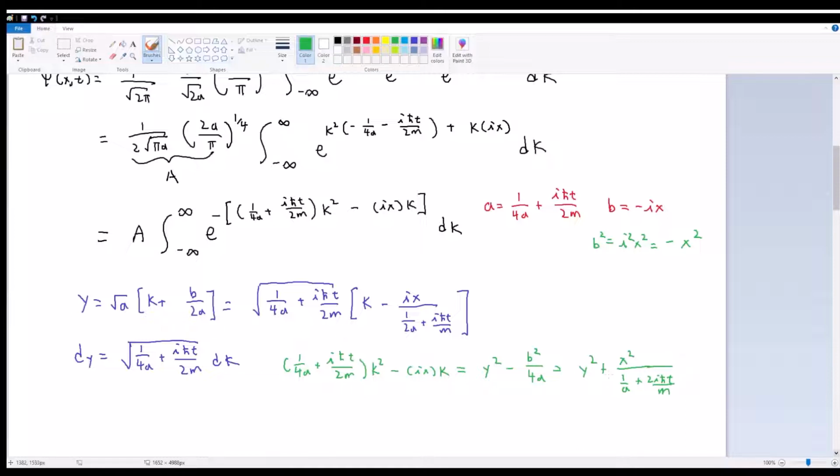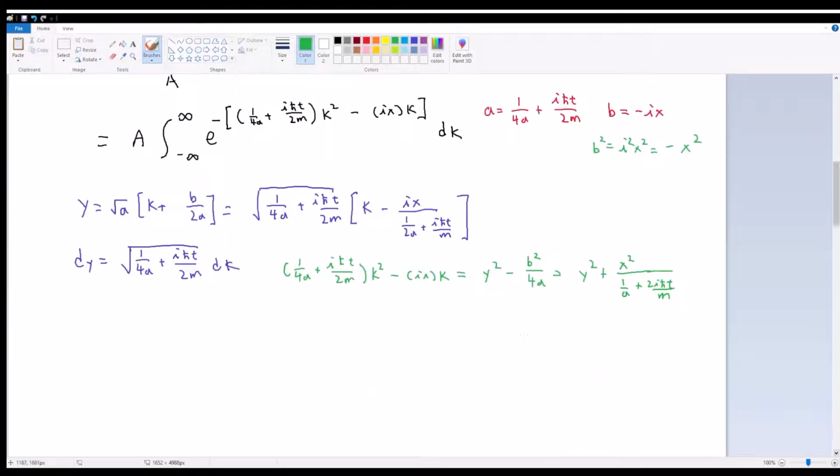And now we substitute this over. So this is going to give us psi of x comma t is equal to a times our integral from negative infinity to infinity of e to the power of negative y squared minus x squared over 1 over a plus 2i h bar t over m. And then we close this off with a dy over the square root of 1 over 4a plus i h bar t over 2m.